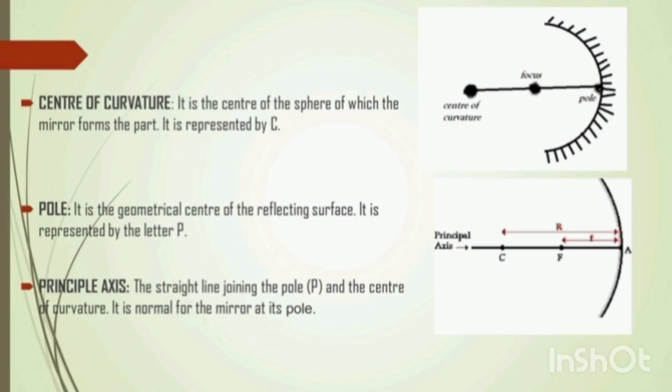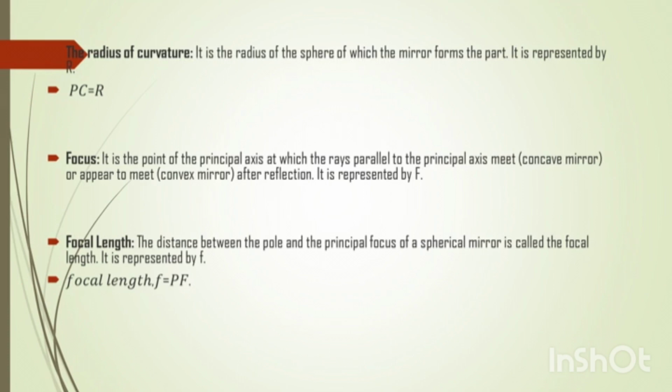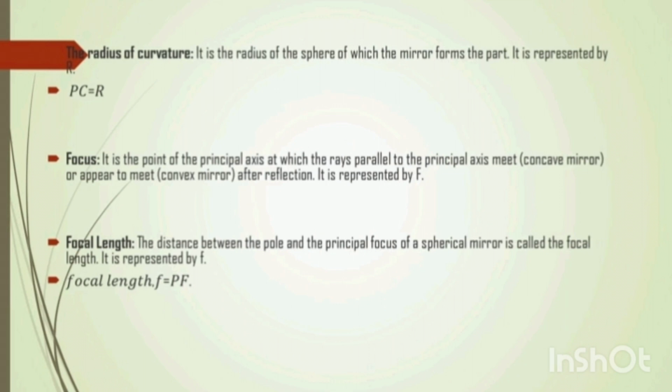For a concave mirror, the center of curvature is nothing but the center of the sphere of which the mirror forms a part. It is represented by C as shown in the figure. The pole is the geometrical center of the reflecting surface. It is represented by the letter P. The principal axis is the straight line joining the pole and the center of curvature. It is normal to the mirror at its pole. Next is radius of curvature. Radius of curvature is the radius of the sphere of which the mirror forms a part. It is represented by PC equals R.